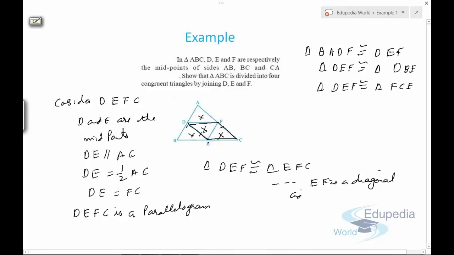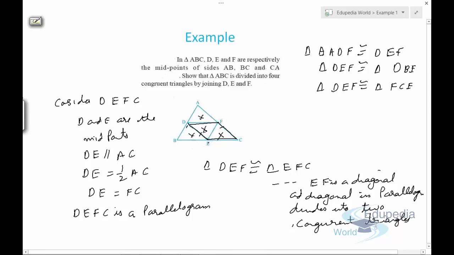and a diagonal in a parallelogram divides it into two congruent triangles, right?